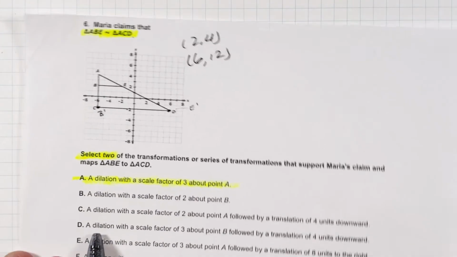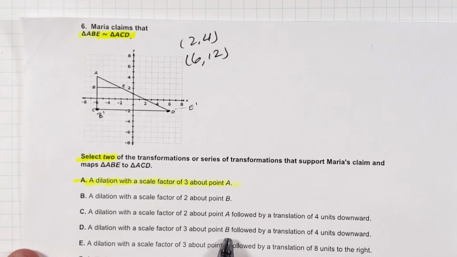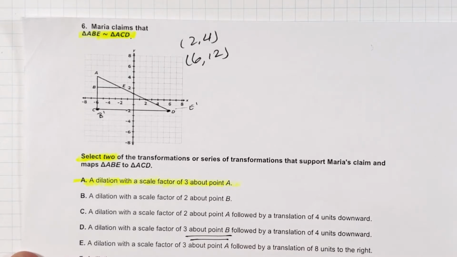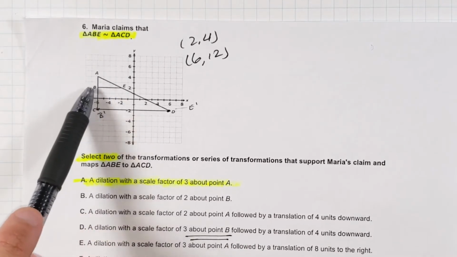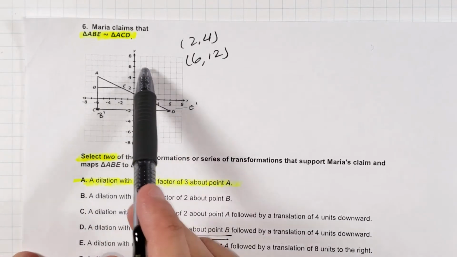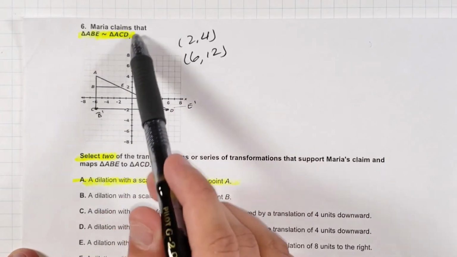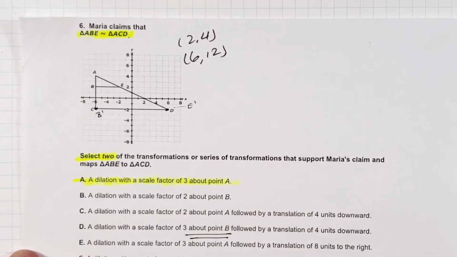It says a dilation with a scale factor of 3 about point B, followed by a translation of 4 units downward. Okay, so note that it says about point B. Now we're going to take this small triangle here, ABE, and dilate its points. We're going to multiply its points by 3, and then translate 4 units downward, and see if that new triangle falls on top of this triangle ACD. Okay, so let's go ahead and do that.